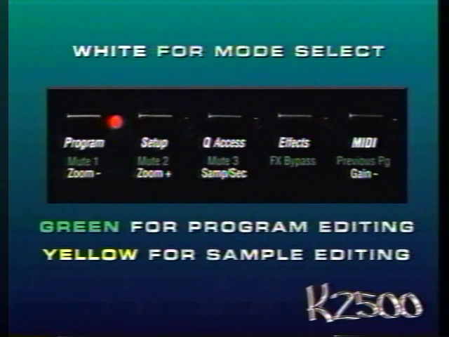Underneath this, you'll notice that the buttons also have a green label, and some of the buttons have a yellow label. While you're editing a program and are in the program editor, then the green labels apply to these buttons. We'll be showing some examples of this later. When you're editing a sample within the sample editor, the yellow labels apply.